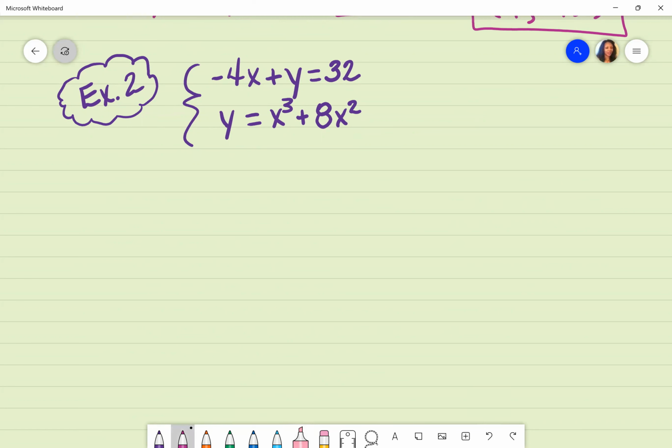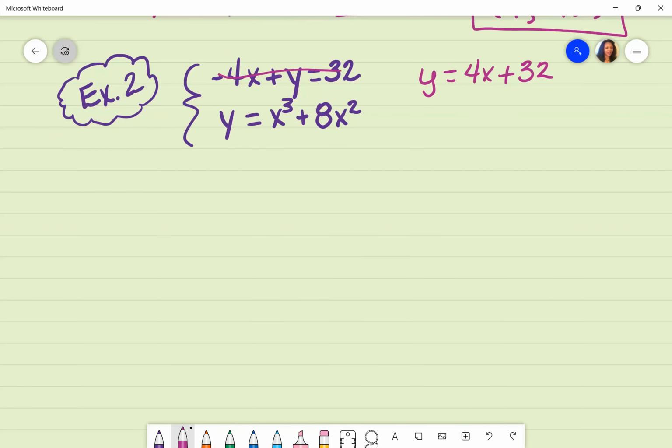So what I'm trying to say is for this first system, y is already by itself. So I'm just going to add 4x on both sides. I don't want to keep that there, so hold on. I'm going to add 4x, which is going to give me the positive 4x. I already have a positive 32 over here. So now, in both of my systems, the y is isolated.